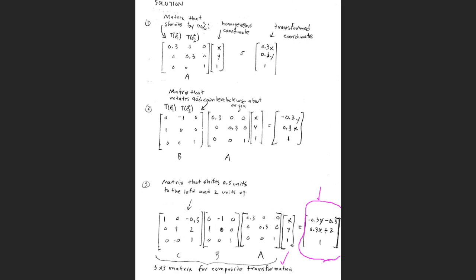So now let me ask you, would CBA, okay, if we had instead ABC, if we had ABC, would that do the same? Would the end product be the same transformed coordinates if we did ABC? If we did C first, B second, and A third, would that give us the same result as doing A first, B second, and C third?